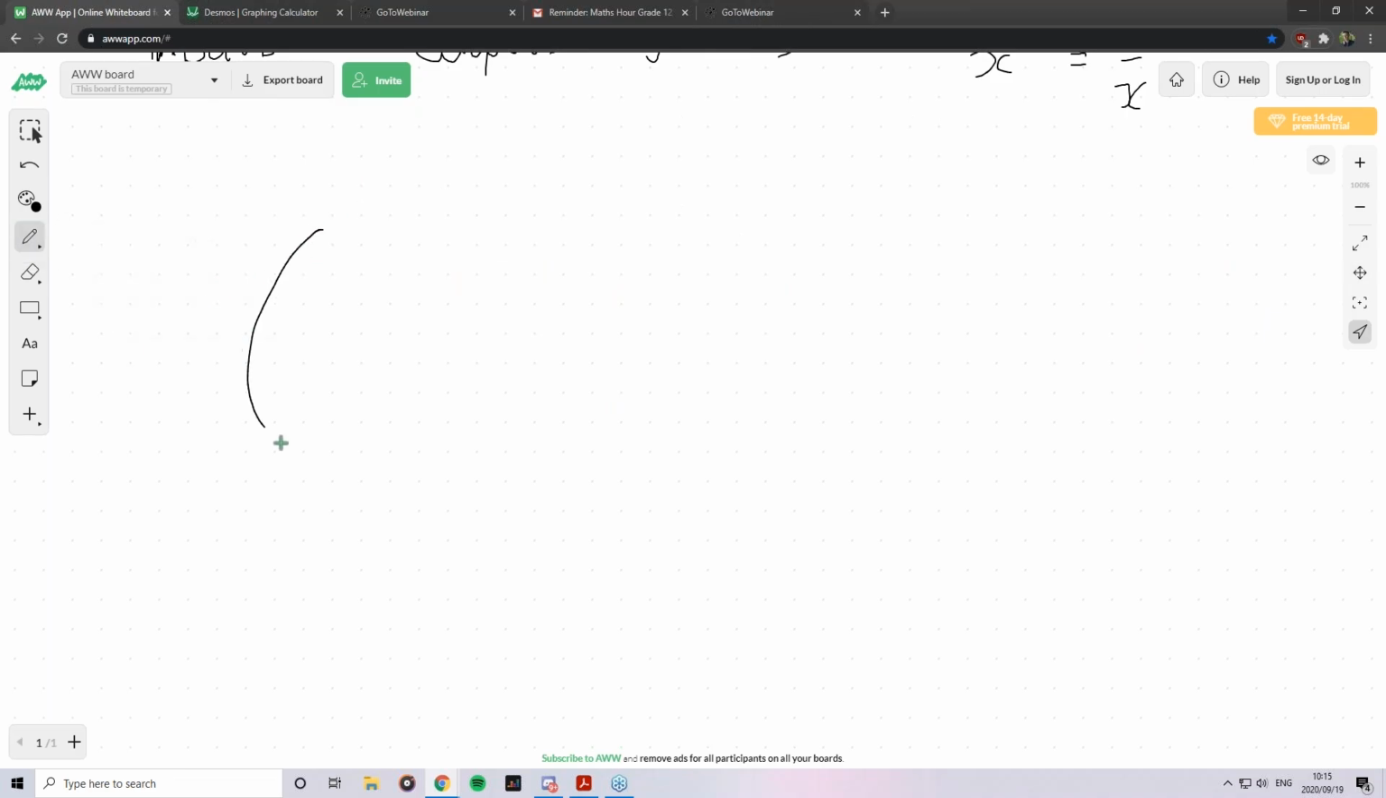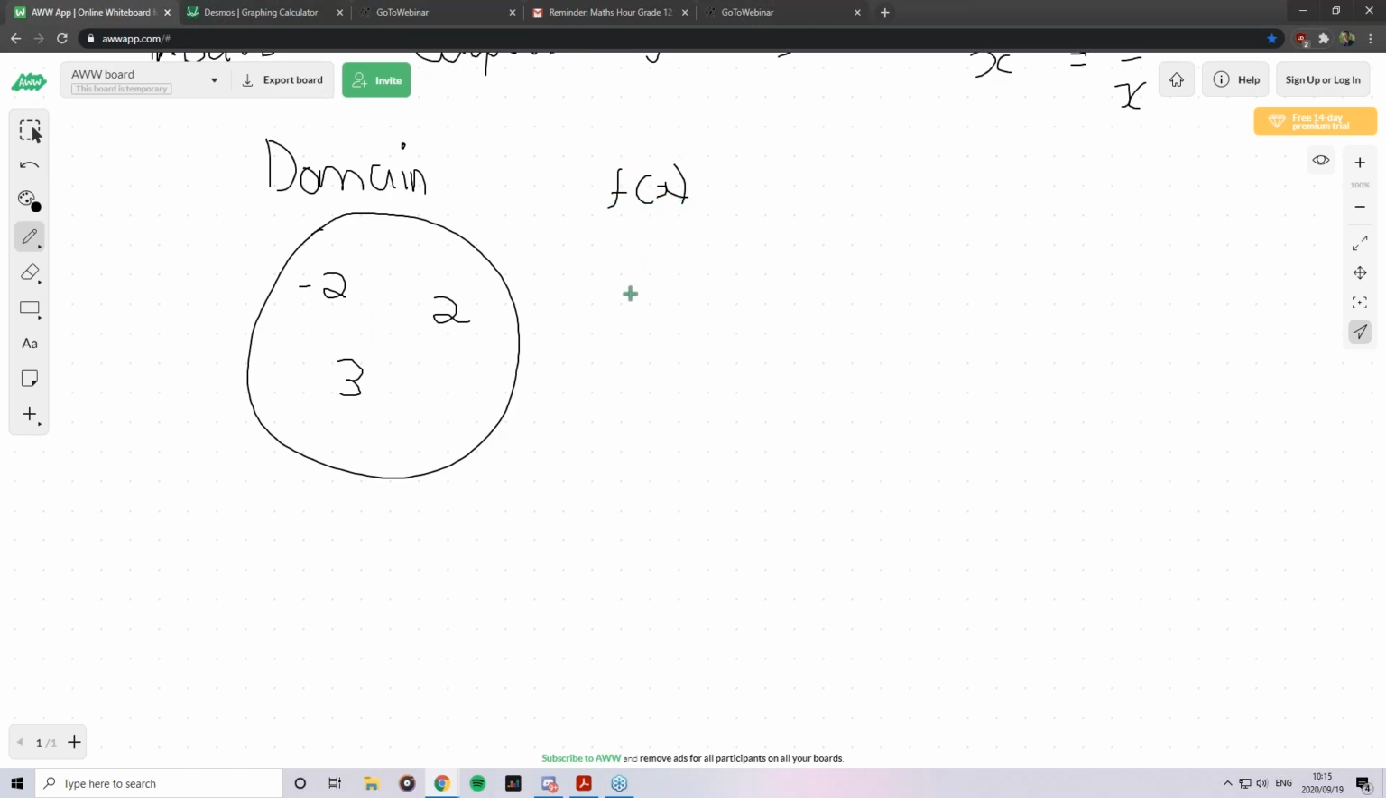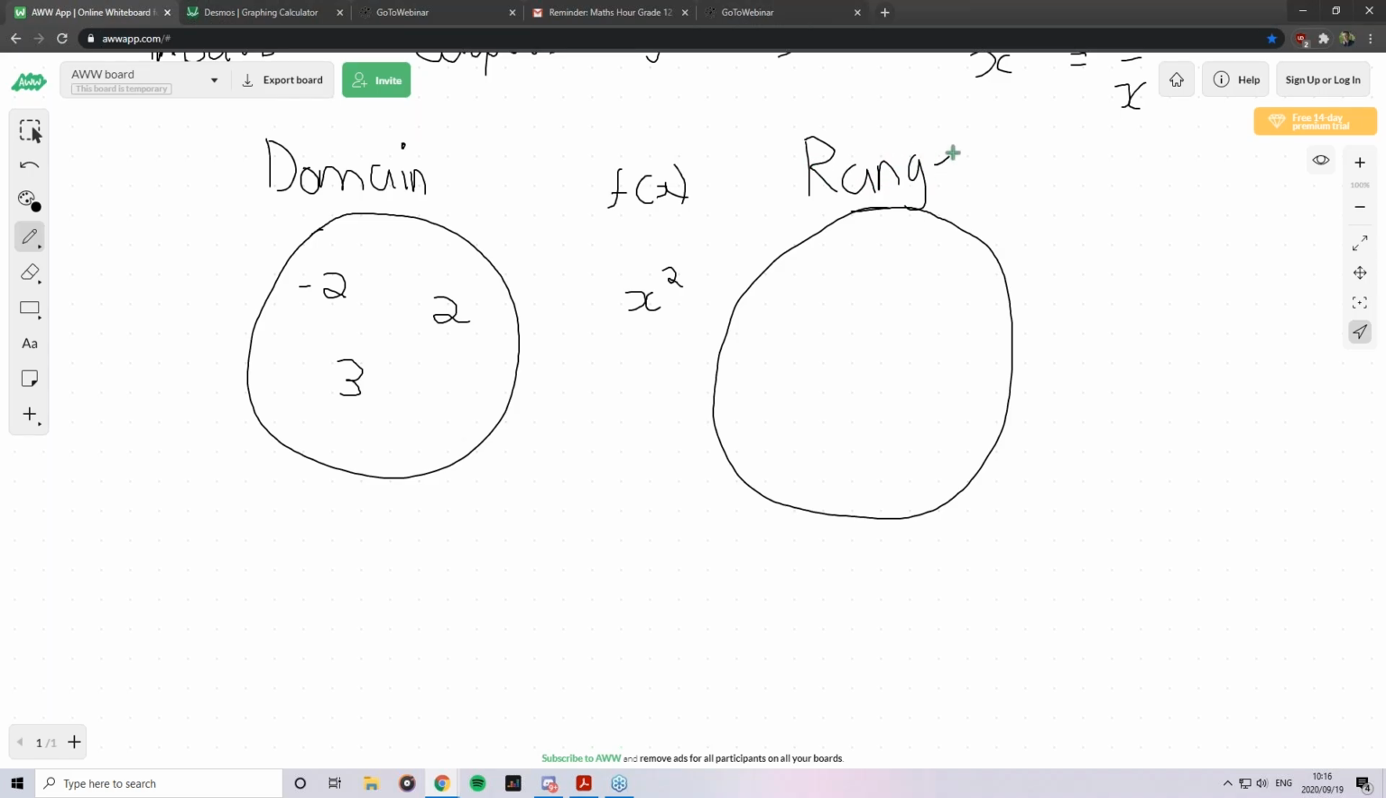Let's say I have a little bubble here, and this is my domain. These are all the numbers that are the inputs for my function. So let's say -2 to 3. And then we have our little function f of x, and let's say our function is x squared. Now, we take these numbers, plug them into the function, and what we get is another little bubble. This will be our range. So let's check what will be in our range.